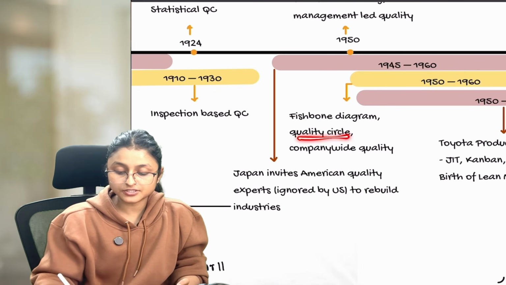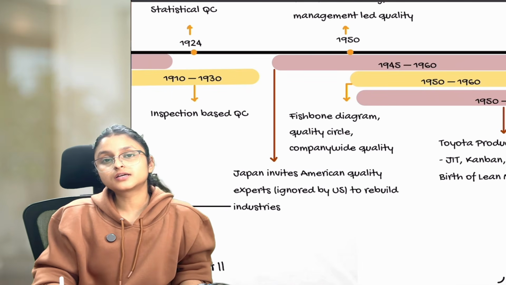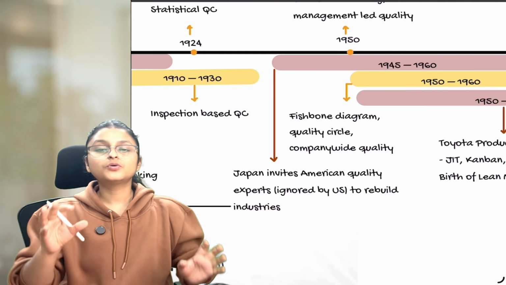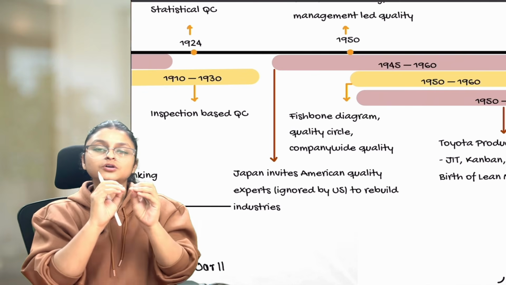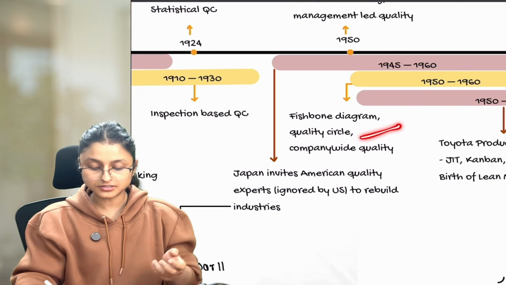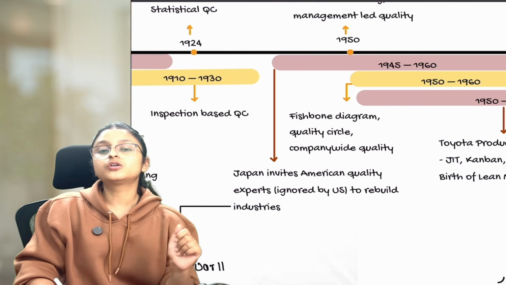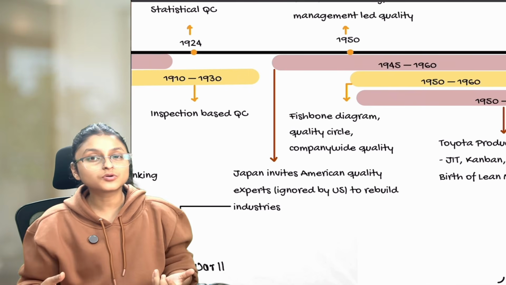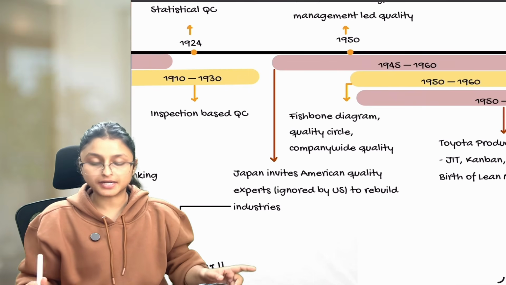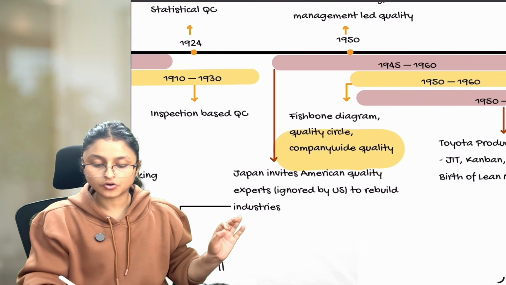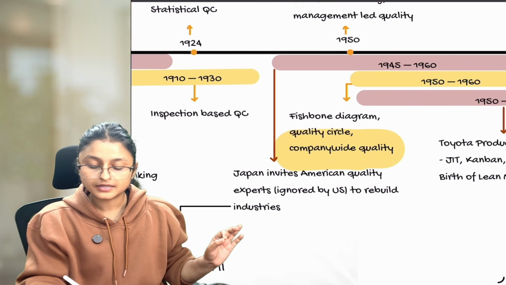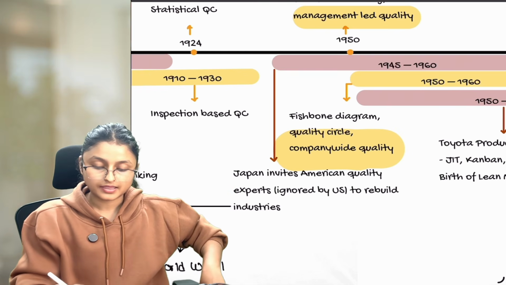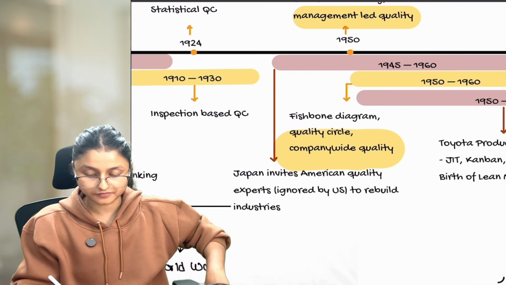Now, next came the quality circle. What is a quality circle? It is like involving your employees in improving the quality. So you are making a group of workers who will focus on improving the quality. That is a quality circle. Then came company-wide quality. That means everyone should be involved in quality improvement, and that is what quality management is, right? Total quality management is that everyone should be involved, and management-led quality should be there, that management should also be involved in improving the quality, and that is how total quality management developed.